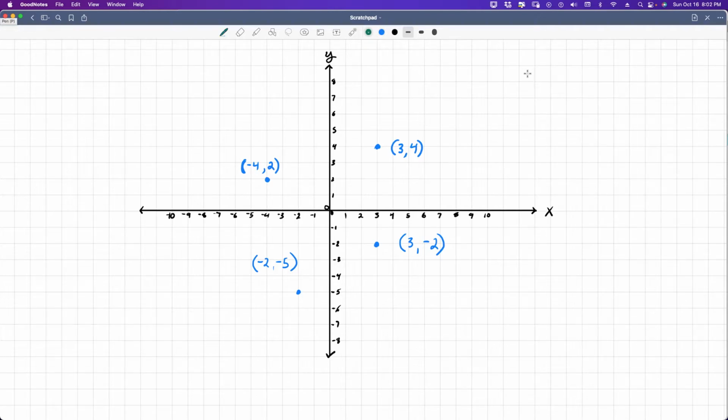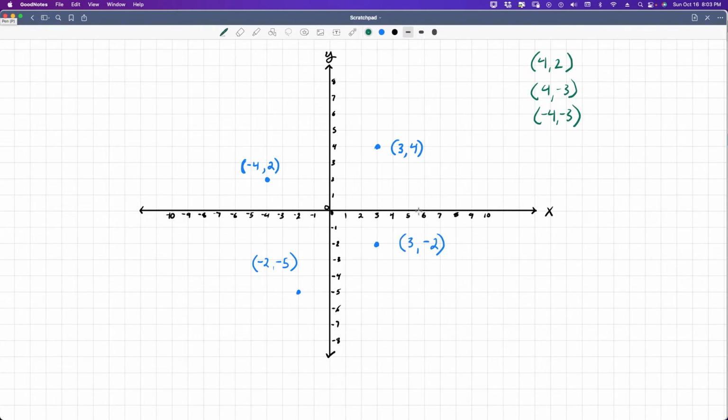I'm going to give you a list of points here, and then we're going to plot them. So we have 4, 2, 4, negative 3, and negative 4, negative 3. So first of all, let's talk about what quadrant each one would be in. Positive 4, positive 2 would be in quadrant 1 because you have the positive side of the x-axis and the positive side of the y-axis.